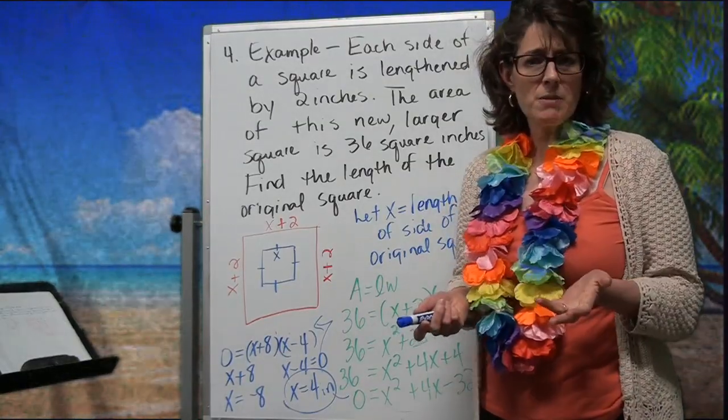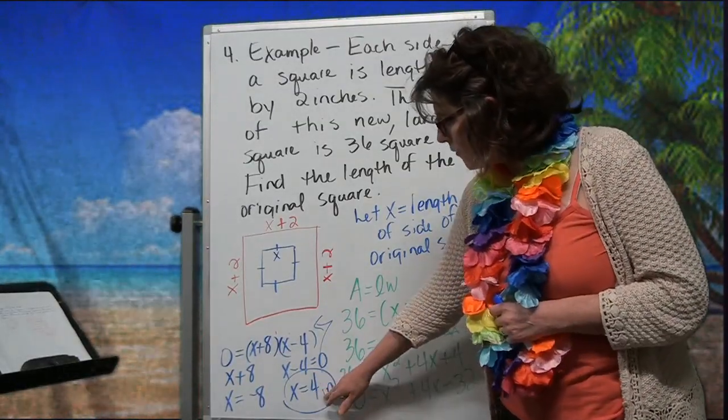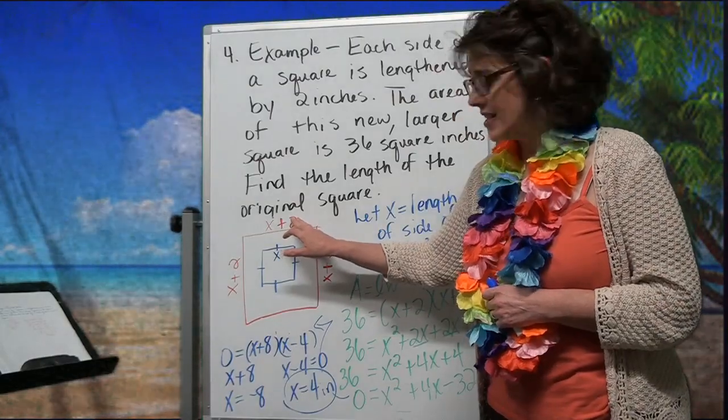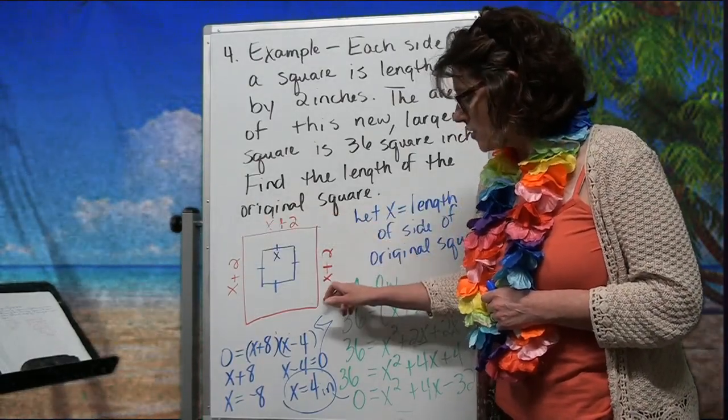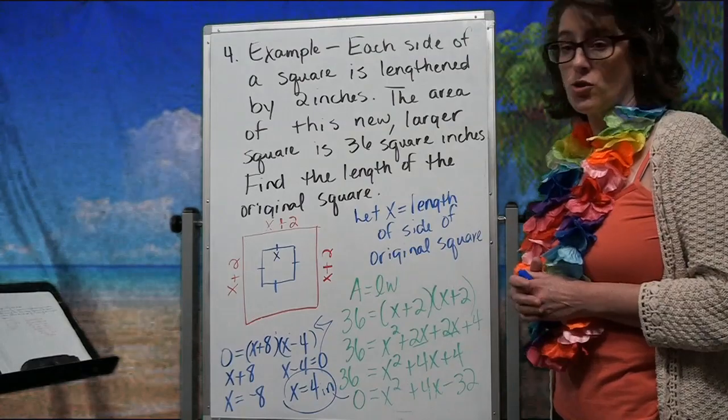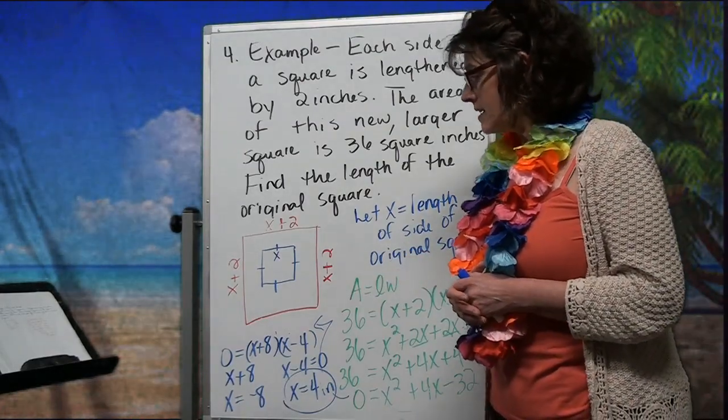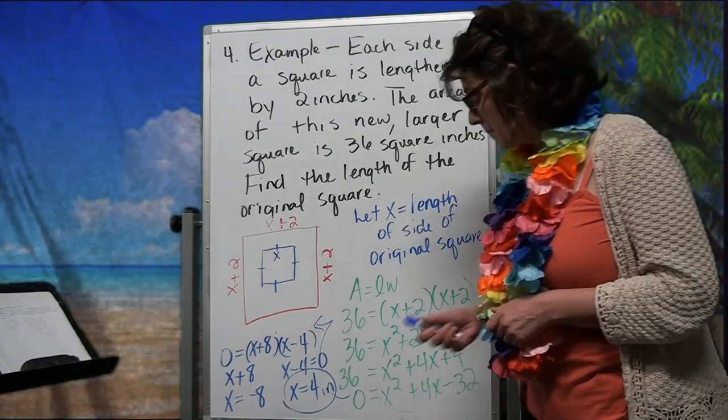I can double check this to make sure that it's right, because if I take 4 inches and I add 2 to it, then I get 6. So 6 on this side, 6 on this side, 6 times 6 in fact is a 36. And so that makes sense, and this is how you solve that problem.